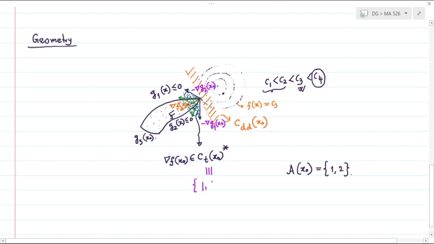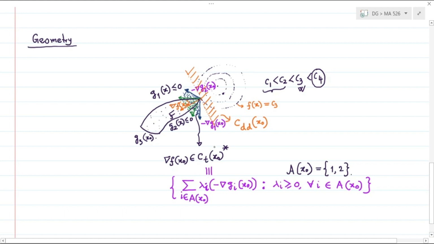That means you have the summation of lambda_i multiplied by grad of g_i(x0), over all i in the active set, with lambda_i greater than or equal to 0 for all i belonging to the active set. It's not that. Let me repeat once again.